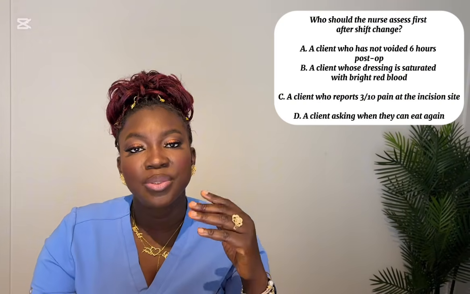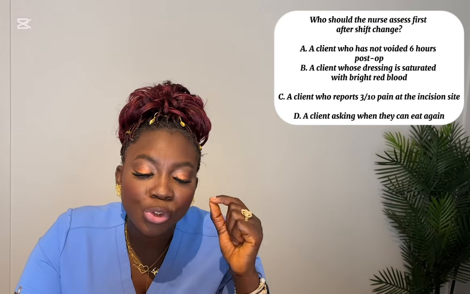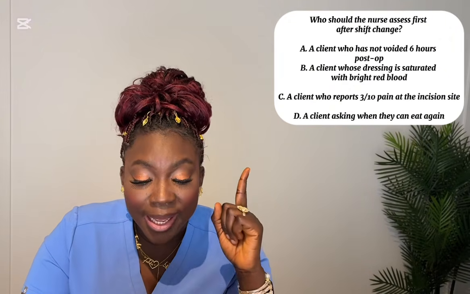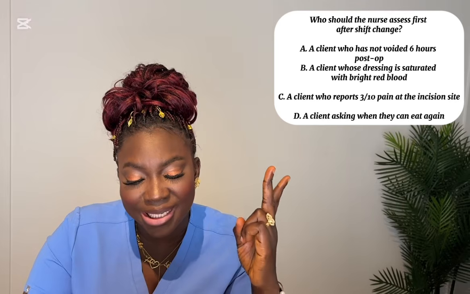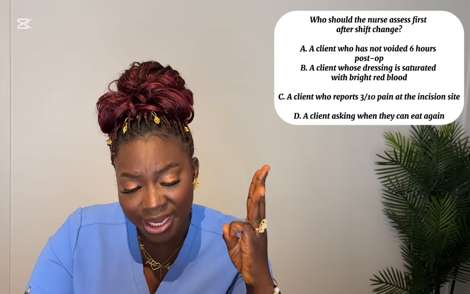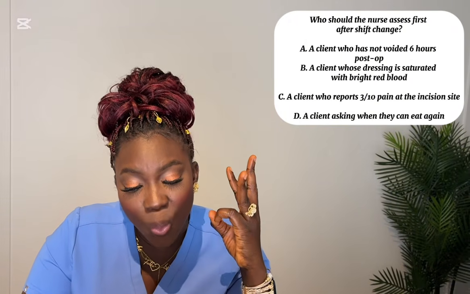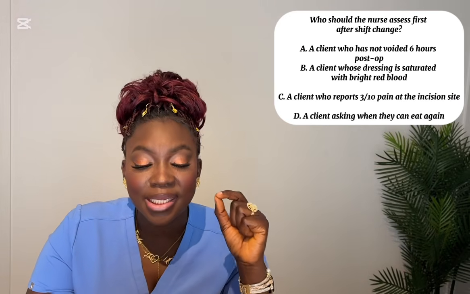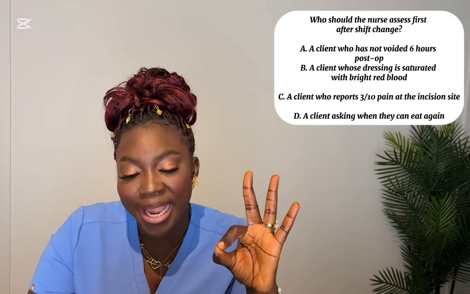Now, this prioritization is between patients that had post-op abdominal surgery. Let's go. Who should the nurse assess first after shift change, right? A, a client who has not voided 6-hour post-op. B, a client whose dressing is saturated with bright red blood. C, a client who reports 3/10 pain at the incision site. And D, a client asking when they can eat again. Now, what is your answer? And the right answer, guys, is B, a client whose dressing is saturated with bright red blood.